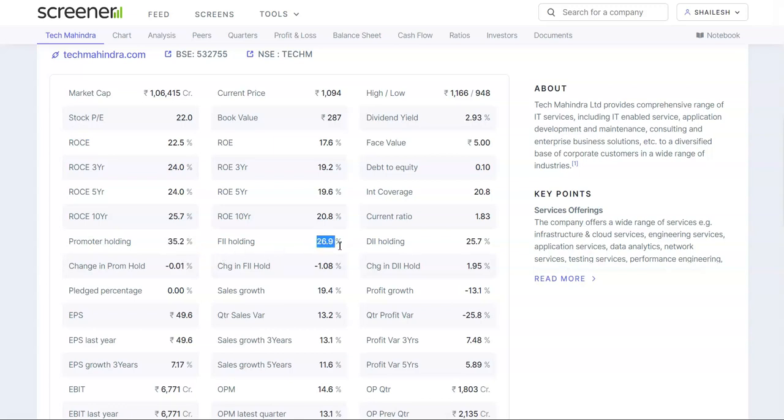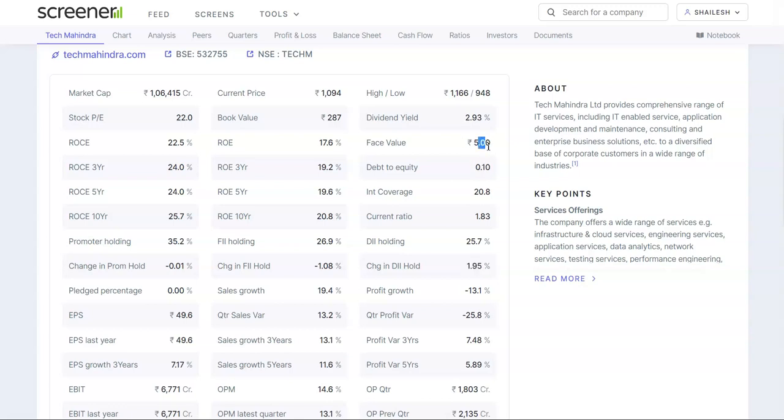And if we look into the FIIs, they are holding 26.9% and the change in FIIs holding is minus 1.08. So they have reduced their stake. So if we look into the DIIs holding, it is 25.7 and they have increased their holding by 1.95%.